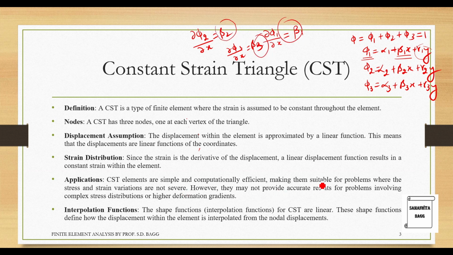So the strain distribution, when you talk about it, the derivative of the displacement, a linear displacement function, which you can see here, results in a constant strain within the triangle. These values are constant, beta 1, beta 2 and beta 3.